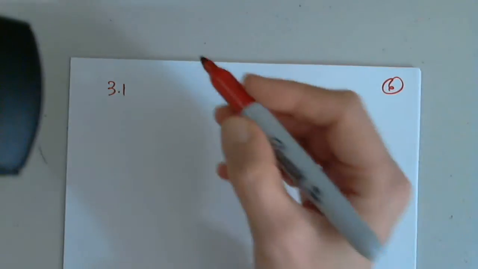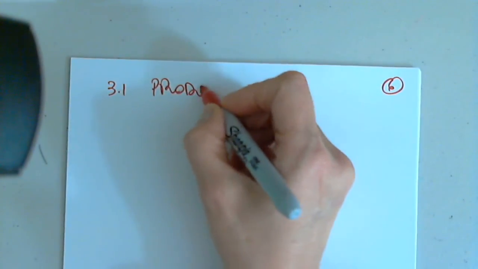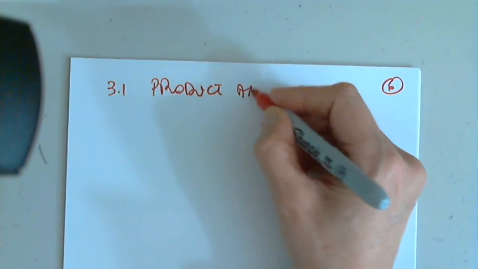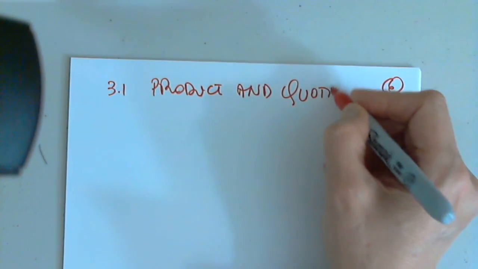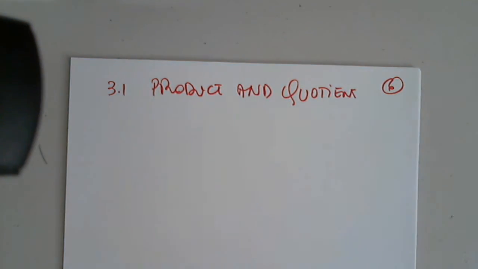Okay. Moving on. The next step, the product and quotient rules, that's 3.1. Which page am I on? I know I talk too much. Okay, page 6. So product and quotient rules.